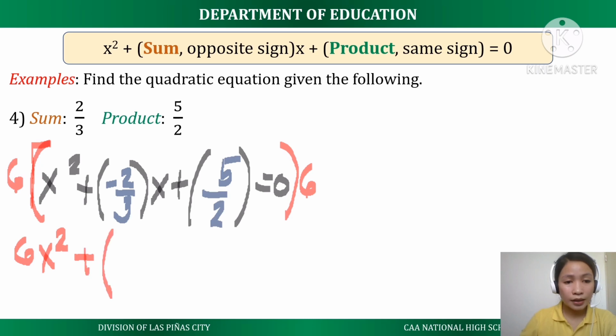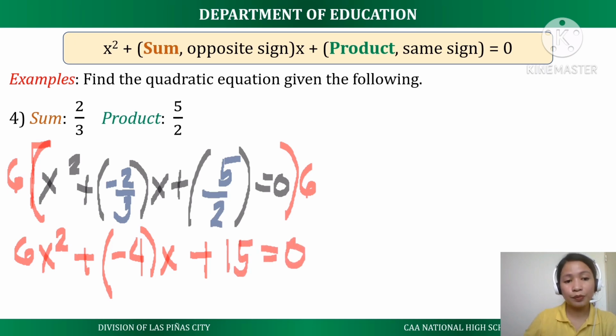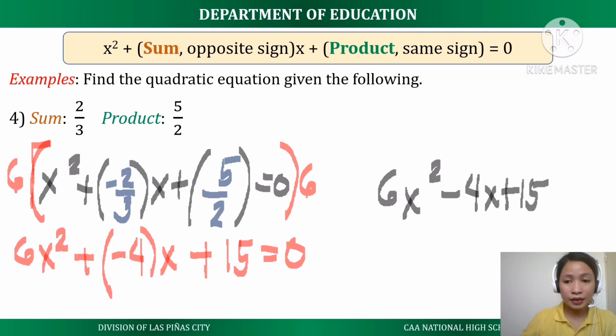plus 6 times negative 2, negative 12, divided by 3 ay negative 4. Then, x plus 6 times 5, 30, divided by 2, 15. That is equal to 0. Then, write natin yung equation. We have 6x squared minus 4x plus 15 is equal to 0.